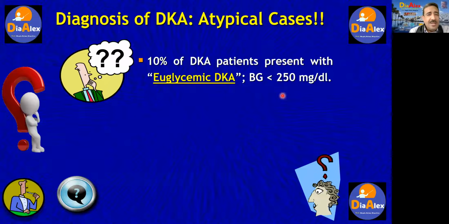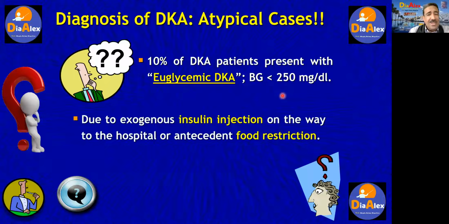Euglycemic DKA. What can be the cause? This can be due to exogenous insulin injection before going to hospital, and or food restriction. For example, if the patient is type 1 diabetes, is finding that the blood glucose is very high, the patient can take an extra amount of insulin, and again an extra amount of insulin. This extra amount of insulin can eliminate hyperglycemia when the patient is at hospital, but ketogenesis and acidosis are still there.